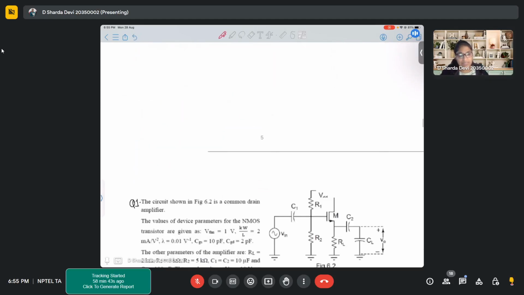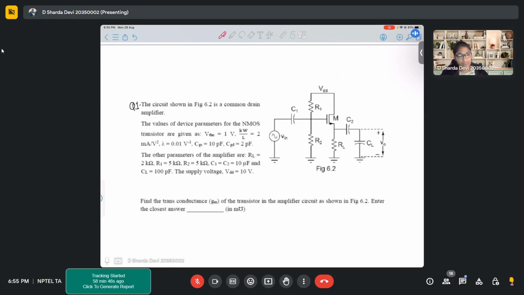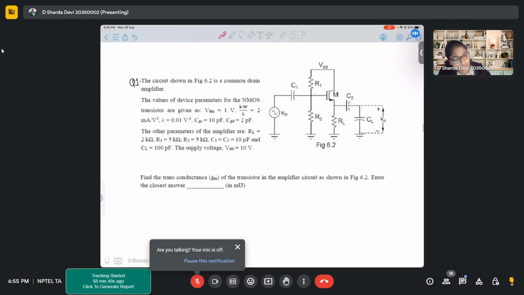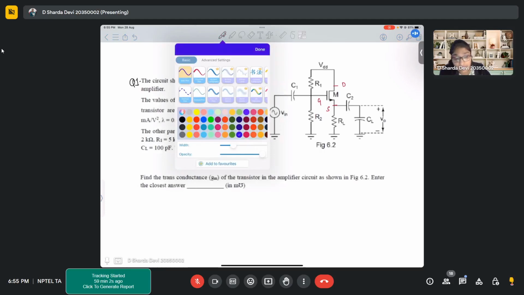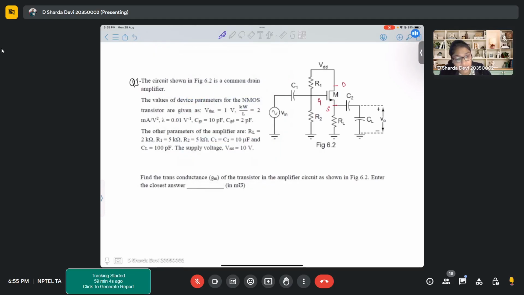Now, with this, let's start with the problems that I have for today. So, if you look into this particular configuration, this is drain, gate, and source. So, what is this configuration? Voltage divider bias. No, I'm talking about your amplifier. What type of amplifier is this? Common drain. Yes, it is a CD amplifier, because you are getting your output from source and giving input through gate. So it is a common drain amplifier.